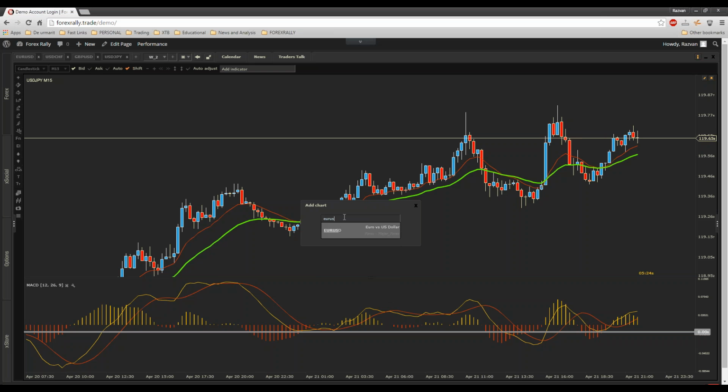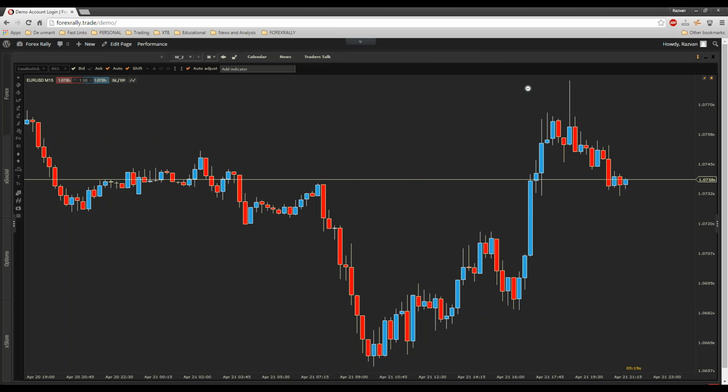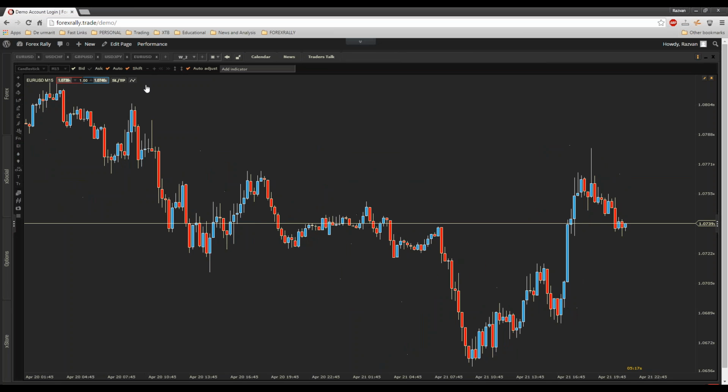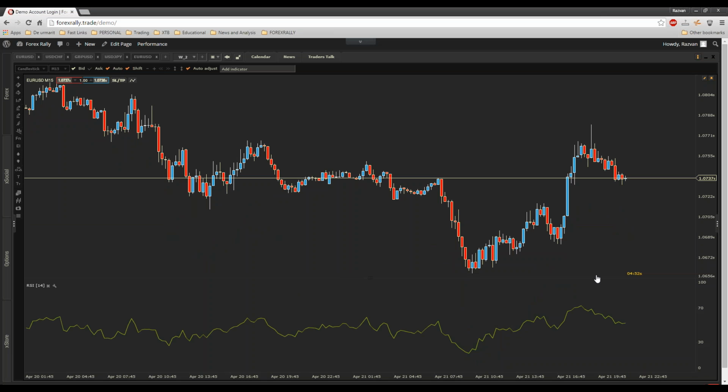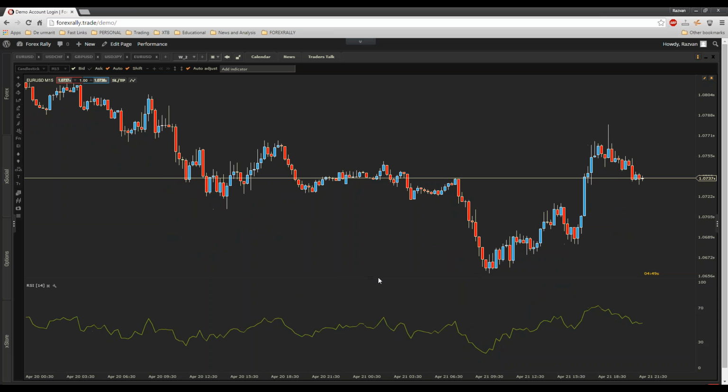Open another Euro USD, because we didn't discuss it. This is the Euro USD chart, and I like to add an RSI indicator. The default period for the RSI is actually 14, and I usually use it like this. If you go lower than 14, it will be pretty fast and it will give you lots of signals. If you go above 14, then you will have fewer signals but a bit more accurate. Let's leave it at 14 and see how we should trade based on the RSI.